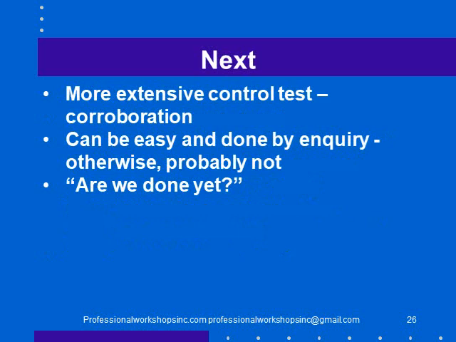The next thing we might do is corroboration, and corroboration is actually kind of difficult to get. Certainly difficult to get efficiently, effectively, and quickly. But it can be easy and done by inquiry, and if it can't be done by inquiry, then probably not. An example I have is if you're trying to find out if the Chief Financial Officer reviewed the bank rec. If you ask the Chief Financial Officer, they will say, yeah, I did. And I don't know if that's very good.